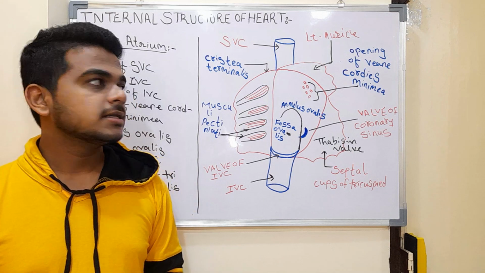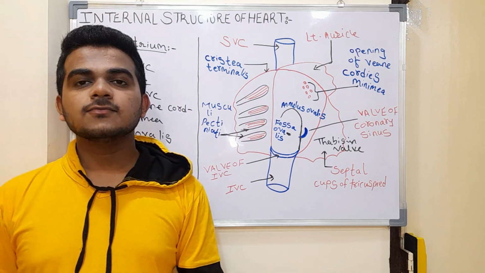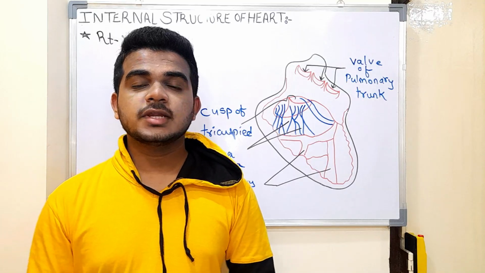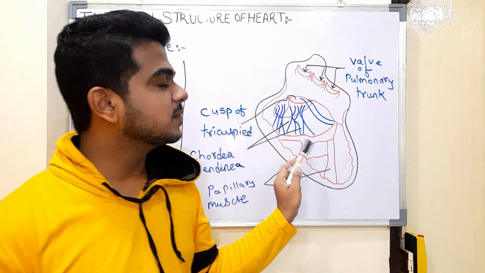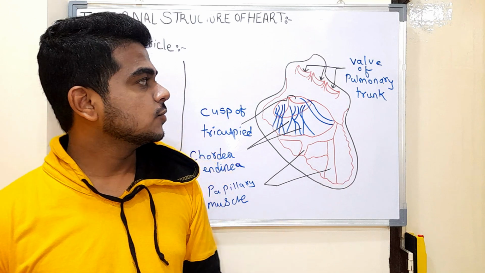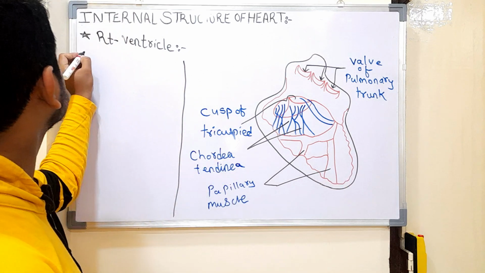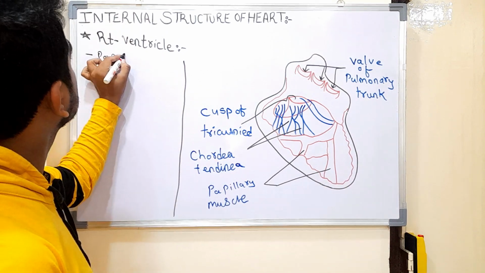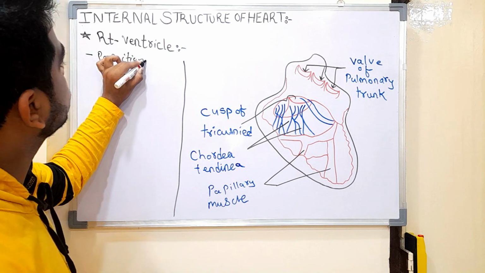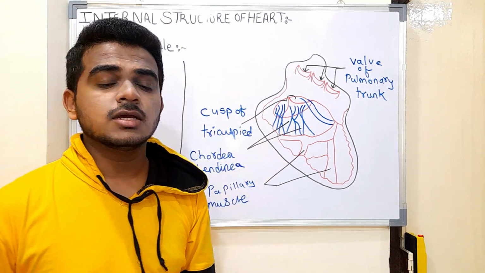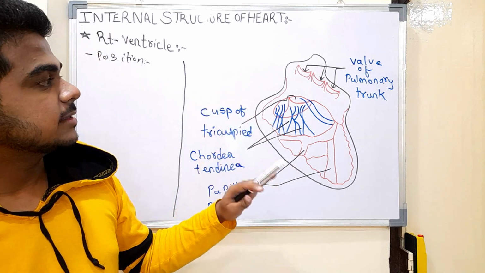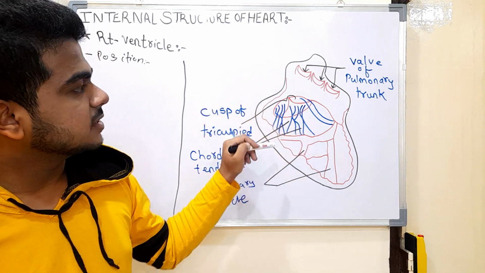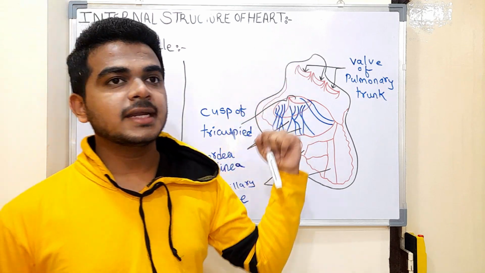We will see the next, that is the right ventricle. Okay, so the next point, the right ventricle. Okay, the next chamber is the right ventricle. So first we have to write the position of the right ventricle. Okay, so in the position, what do we have to describe? We have to describe it like this: the right ventricle is present below the right atrium.